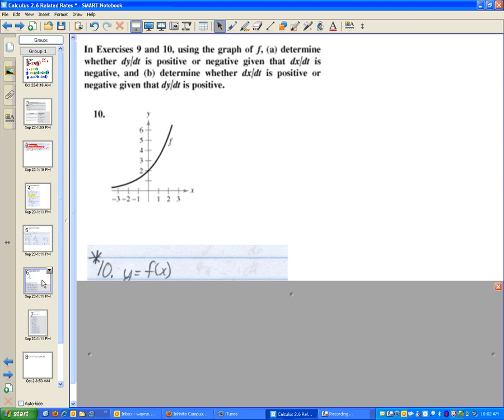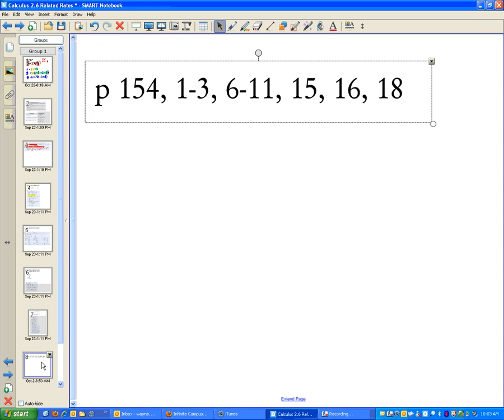Number 10. All right, we're not going to finish 10, but we're going to start it. It says, using the graph of f, determine whether dy/dt, we're not going to have time to get enough done for me to explain it. So, there's your assignment.